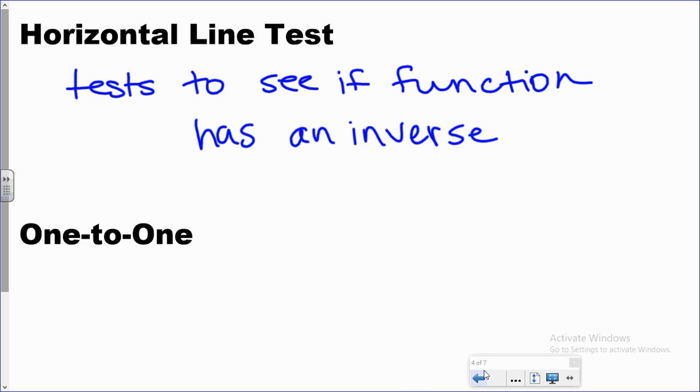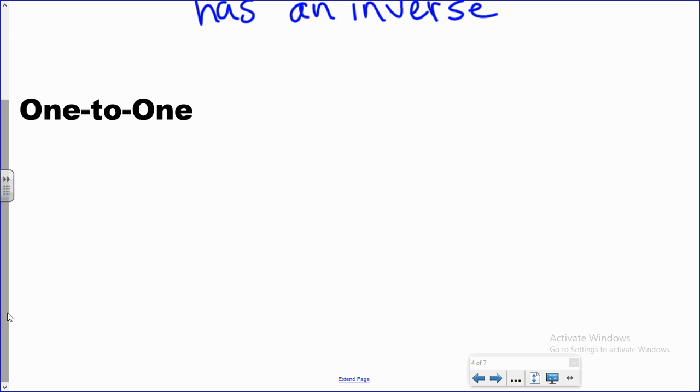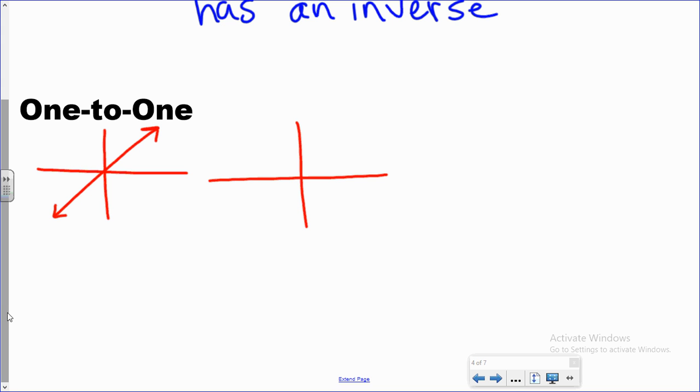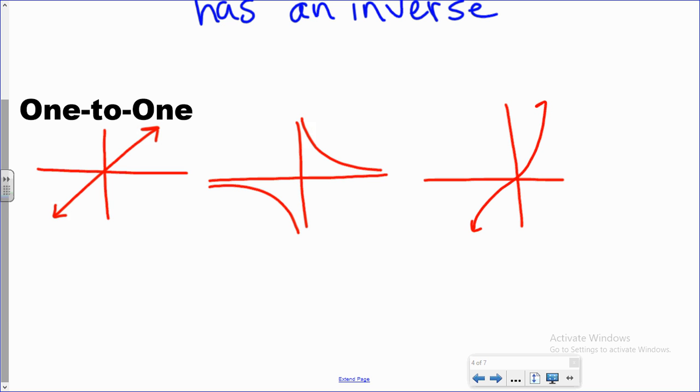Okay. Pod 5, give me one. Y equals X. Good. Pod 2, give me another one. Good. Pod 4. Y equals x squared. And what one were you saying?